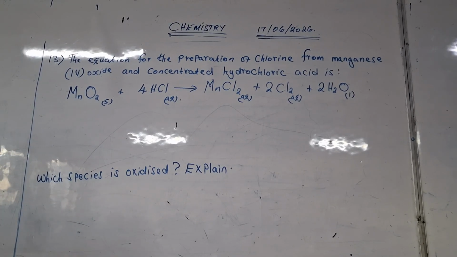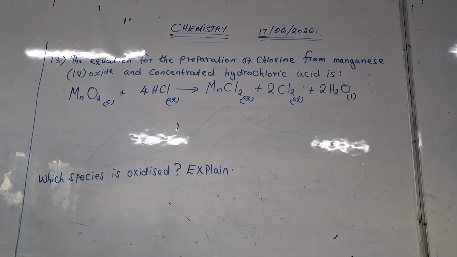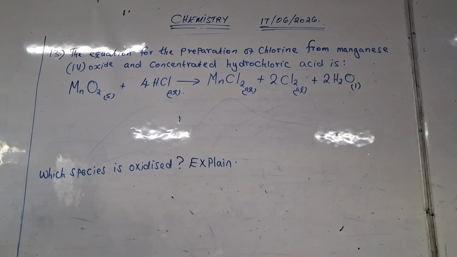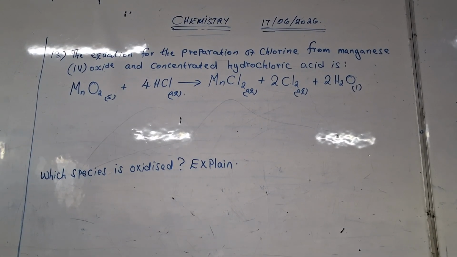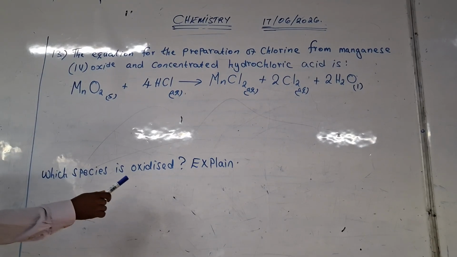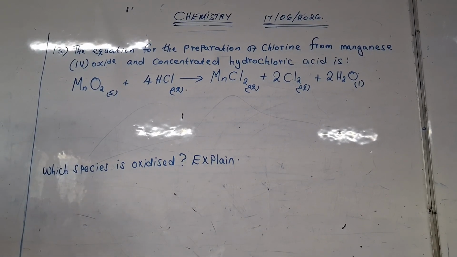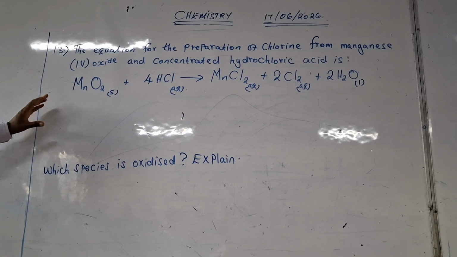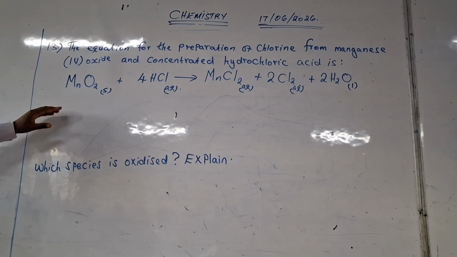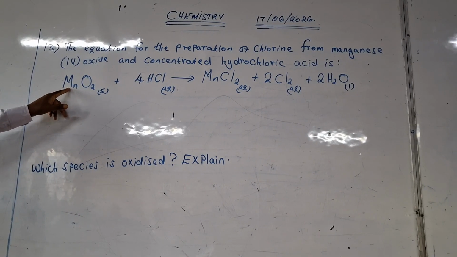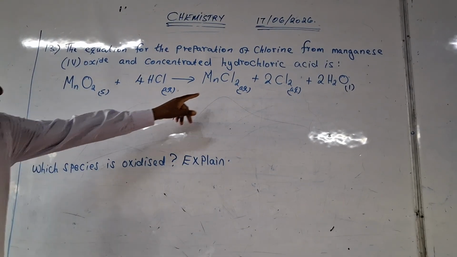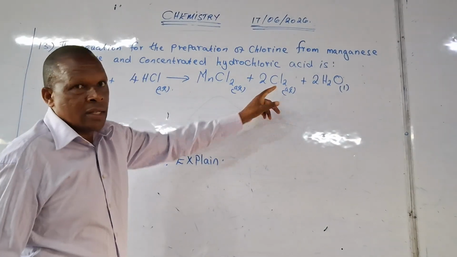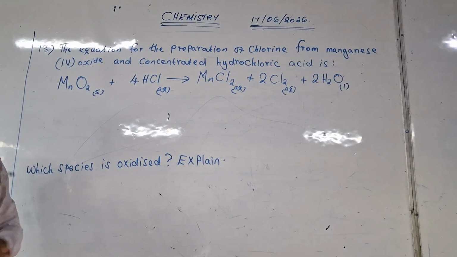13. The equation for the preparation of chlorine from manganese(IV) oxide and concentrated hydrochloric acid is this one. Now the question is this: which species is oxidized? Explain. To answer this question, we need to calculate the oxidation numbers of manganese here and manganese here, chlorine here and chlorine here. Let me see what's happening to the oxidation numbers.